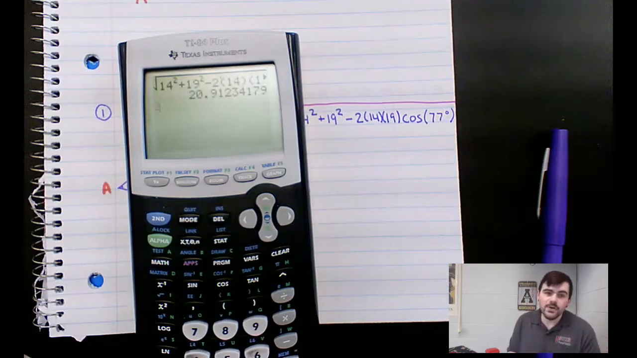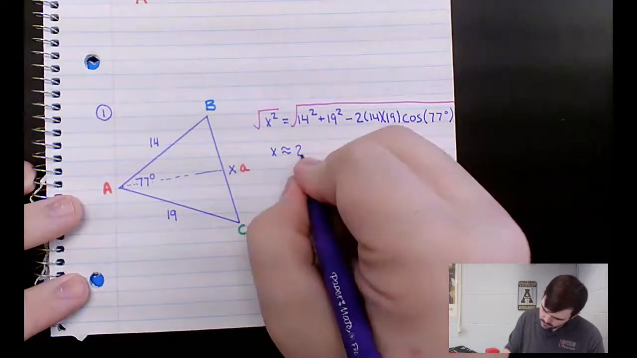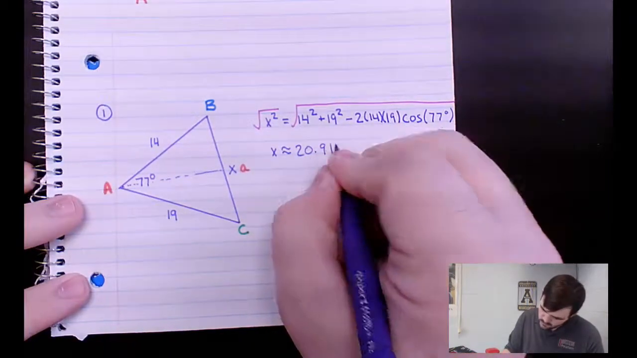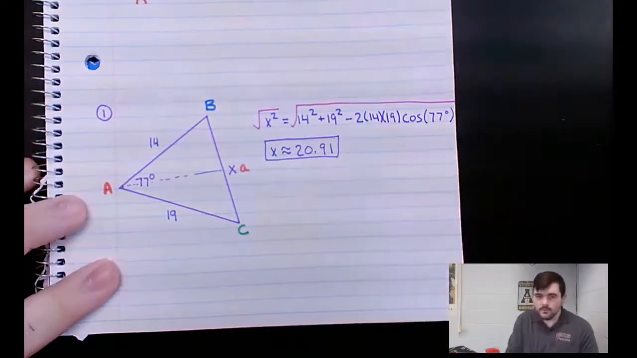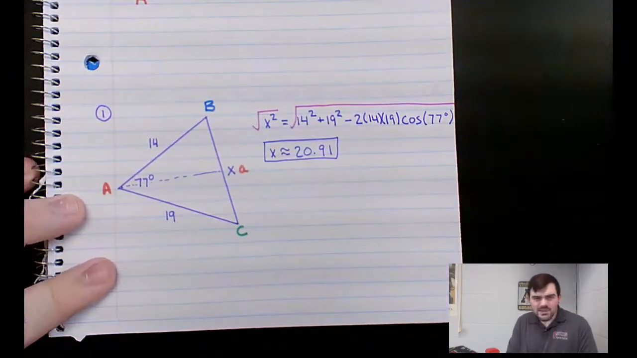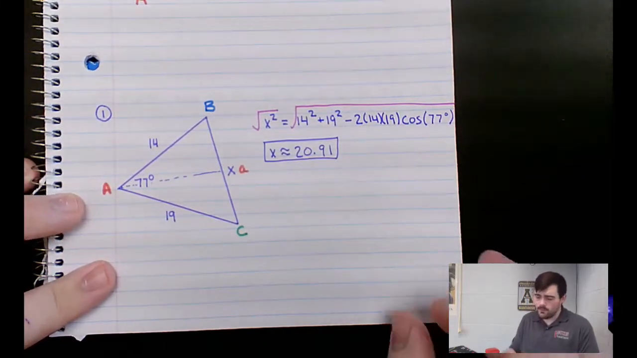That's your answer, 20.91. That side length is approximately 20.91 units long. I mean, wasn't that so easy? The hardest part is setting it up. That really and truly is the hardest part.